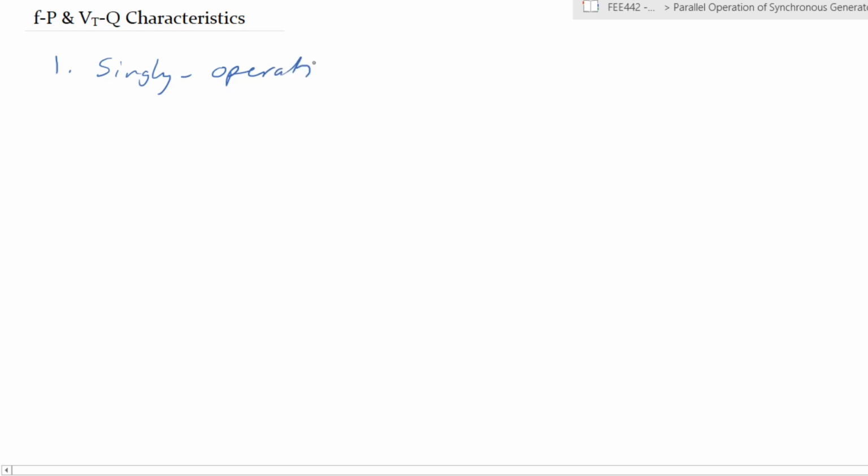So let's look at some of the characteristics of generators when they are operated in parallel. Before we go into that, our first instance will be generators operating singly. So, singly operating generators, right?